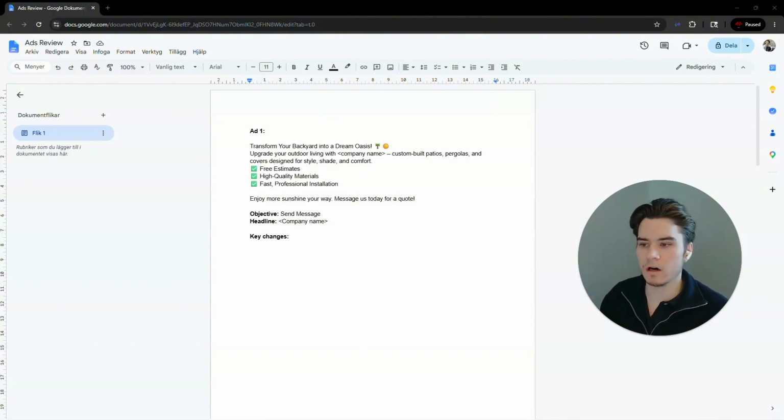And there's plenty of problems here. So first problem is this first line. This is something that ChatGPT generates when you tell it to give you a Facebook ad, is that it gives you these sort of shouting claims, and it's usually very vague and very generic and it sounds very pitchy. So, transform your backyard into a dream oasis.